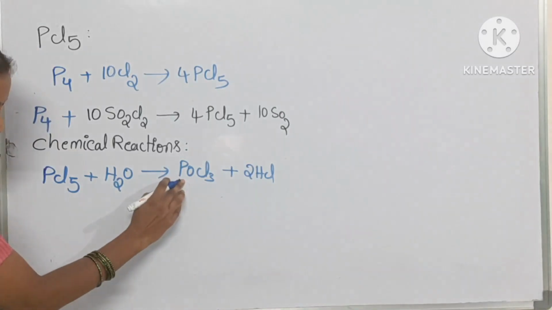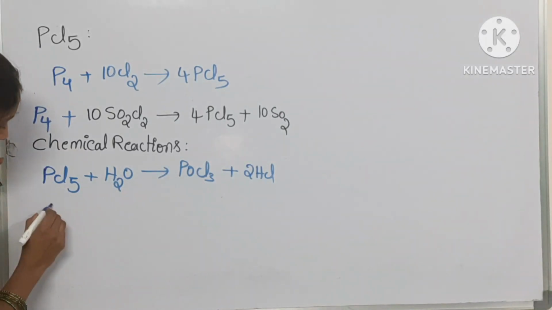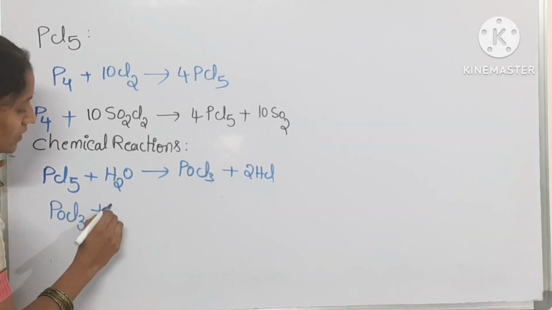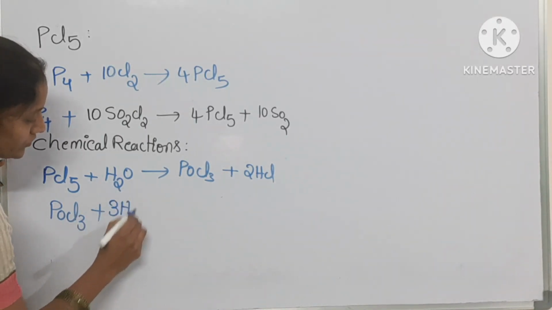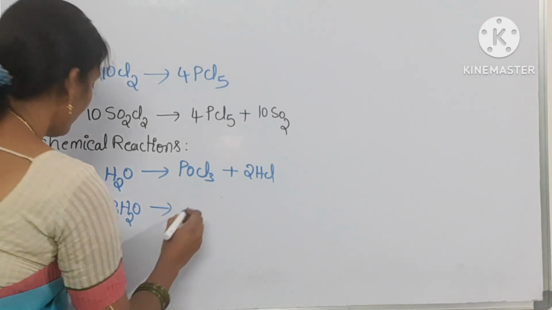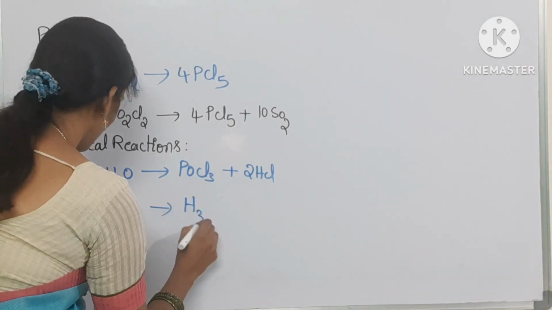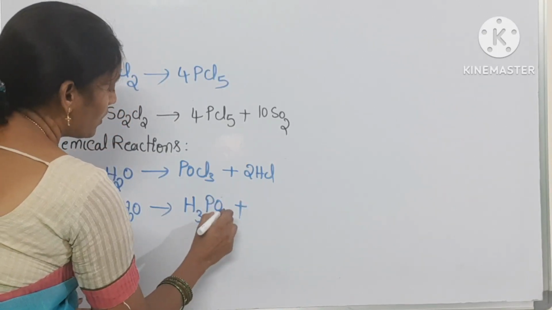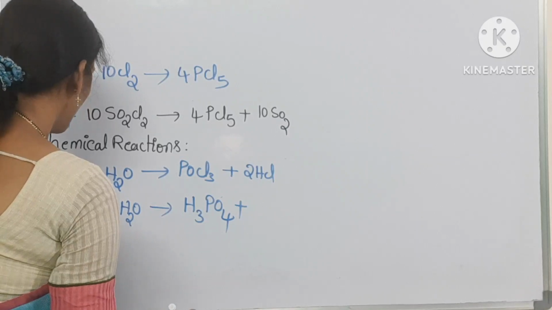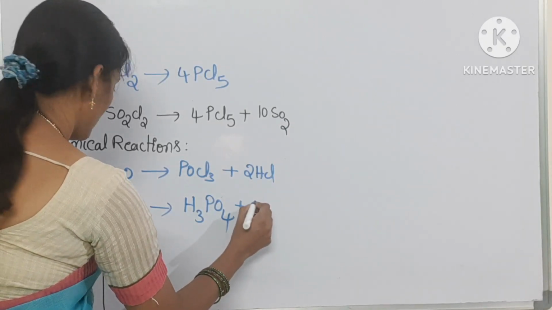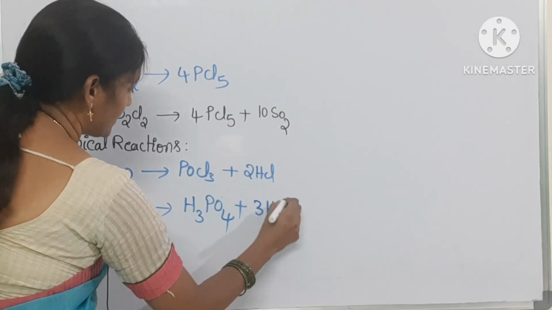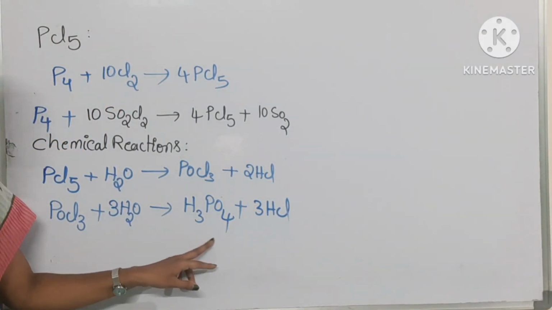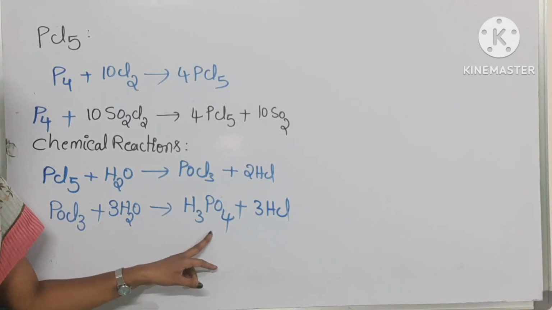And then the formed phosphorus oxychloride again reacts with water. Here 3 moles you can take. Then it will form H3PO4, not H3PO3, and then 3 moles of HCl. H3PO4 is the orthophosphoric acid. This one, orthophosphoric acid.